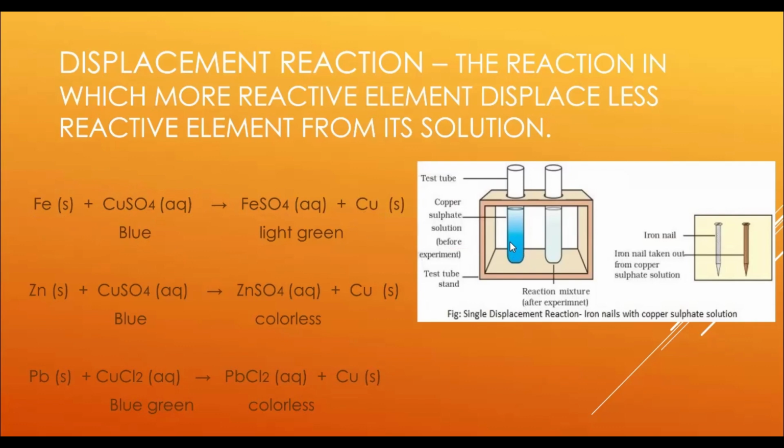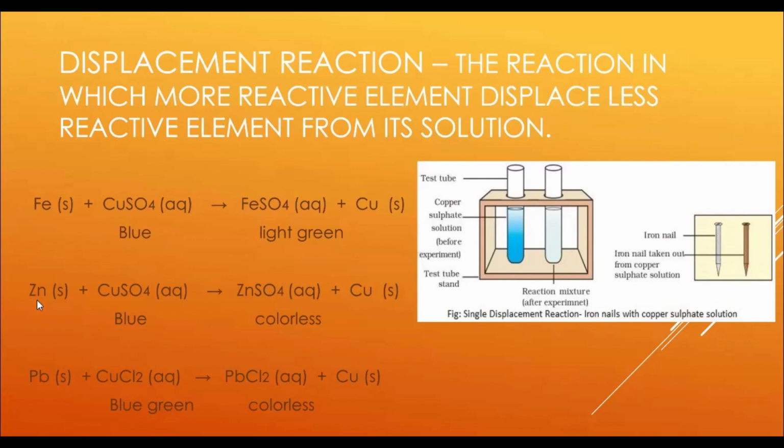You will observe there is a change in color of the solution. Copper sulfate is blue in color, and the solution that is formed is iron sulfate, so the color changes from blue to light green. There is also a change in the color of the nails. The nails turn brownish because copper gets deposited on the iron nail.